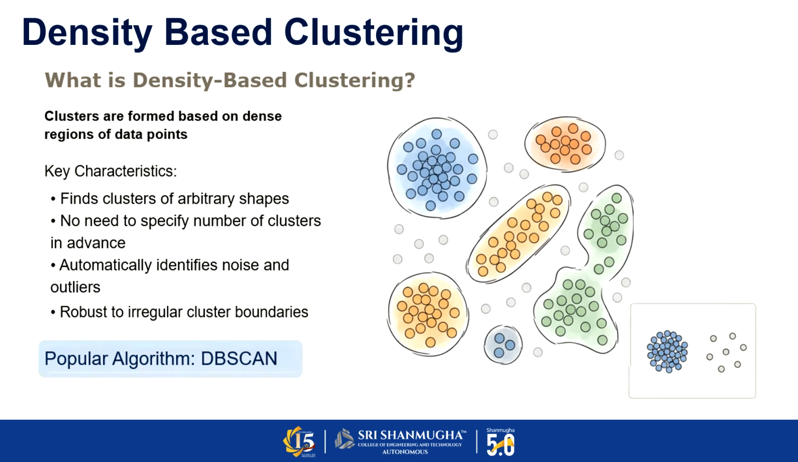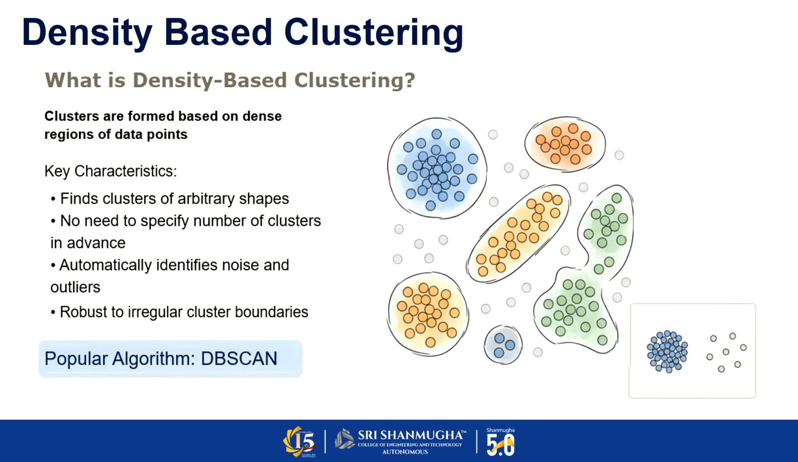density. So what is the core idea here? Where there are many points close together, that is a cluster. Where there are few points spread out, that is noise or boundary or outlier. Okay? So a popular algorithm is DBSCAN. DBSCAN is nothing but density-based spatial clustering of applications with noise.